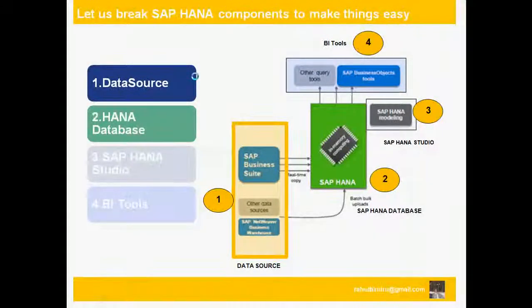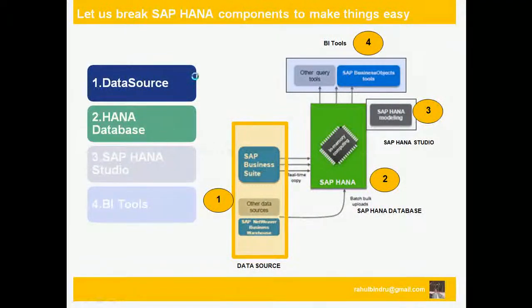Let's see how we're going to break this HANA system, and we'll try to visualize what we will have here in HANA. So if we talk of HANA, we are talking of, first of all, the data sources. Second, we are talking about the HANA database, which is going to be based on the in-memory computing concept. Then we will have a HANA Studio, which will help us to model the analytical views. And finally, we will have a layer called the reporting part of BI tools, and it will involve a front-end part where we're going to have the data displayed to the end users.